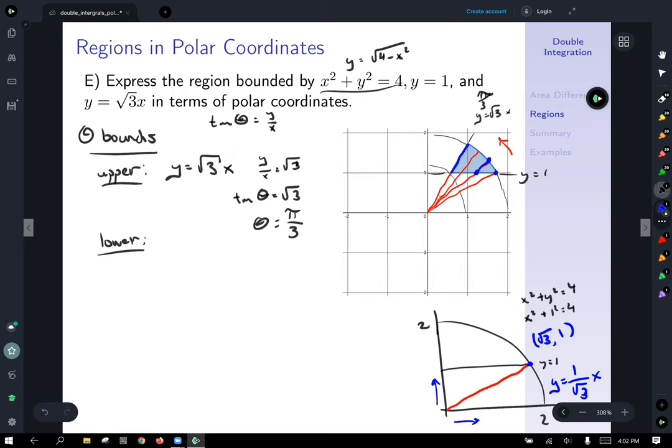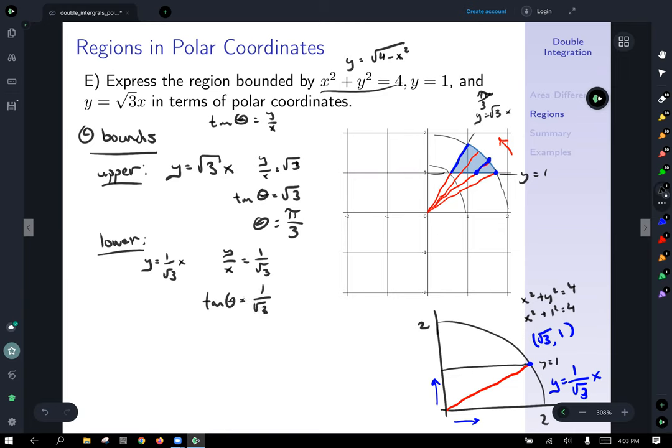And now I'm going to bring that over here into my lower calculation. Okay, so once again, we've got y is equal to 1 over root 3 x. Solving that, putting it in the form of y over x, we have 1 over root 3, which gives us that tangent of theta is equal to 1 over root 3.